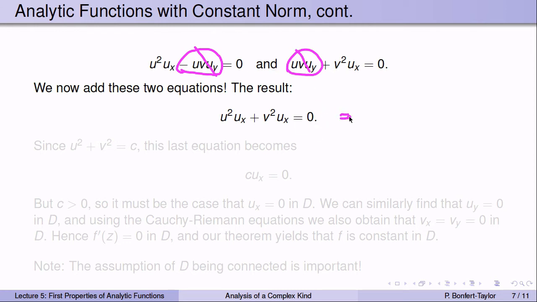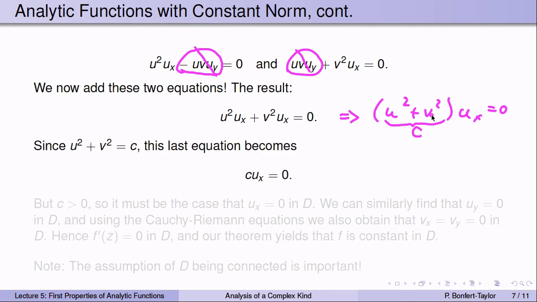Here we can factor out the ux. So this reads u squared plus v squared times ux is equal to 0. But what is u squared plus v squared? That was constant by our assumption. That's our constant c. So this last equation becomes c times ux is equal to 0. But c is a non-zero number. In fact, we showed it's positive. The product of two numbers can only be 0 if one of the two factors is 0, which means ux must be 0 throughout D.